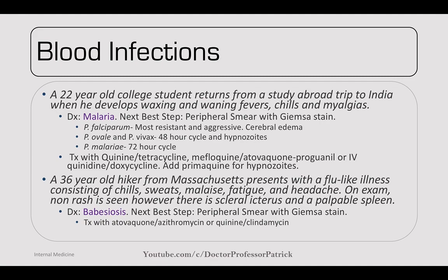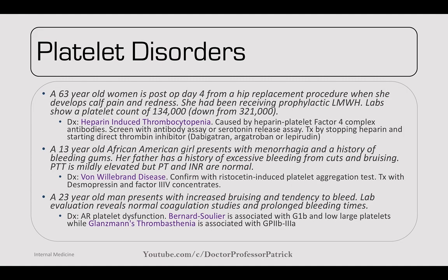So now we've got a 36-year-old hiker from Massachusetts who presents with flu-like illness consisting of chills, sweats, malaise, fatigue, and a headache. On exam, there is no rash. However, there is scleral icterus and a palpable spleen. So this is babesiosis. The next best step here would be a peripheral smear with Giemsa stain, looking for the organisms. And you can treat this with atovaquone-azithromycin or quinine-clindamycin.